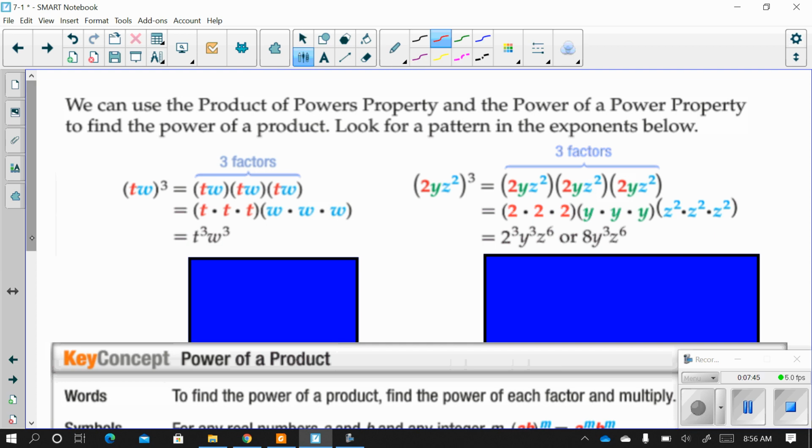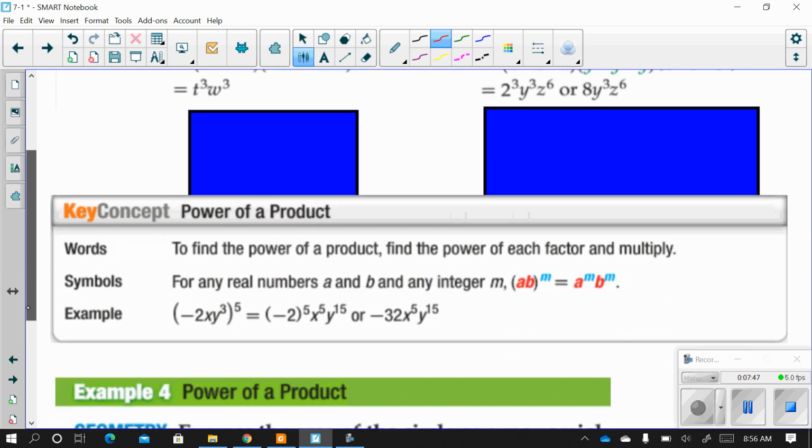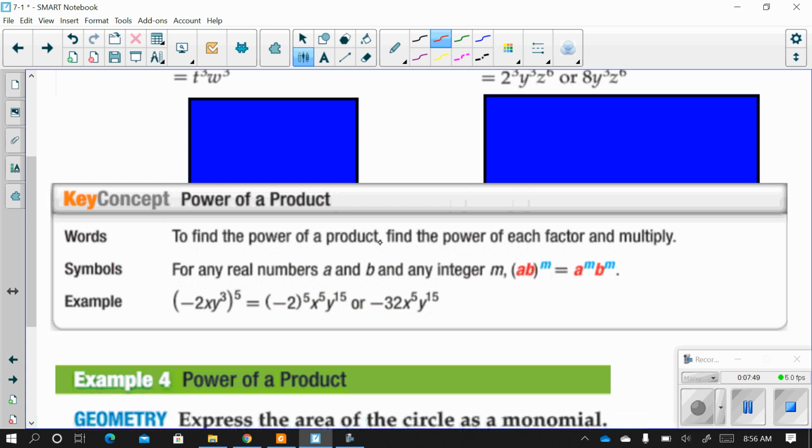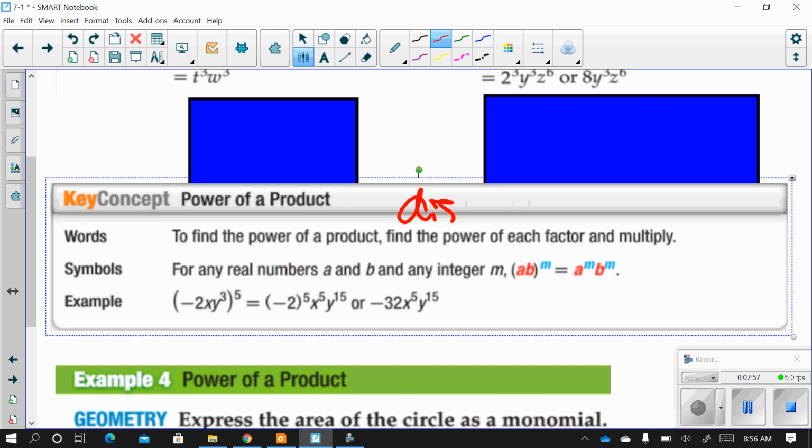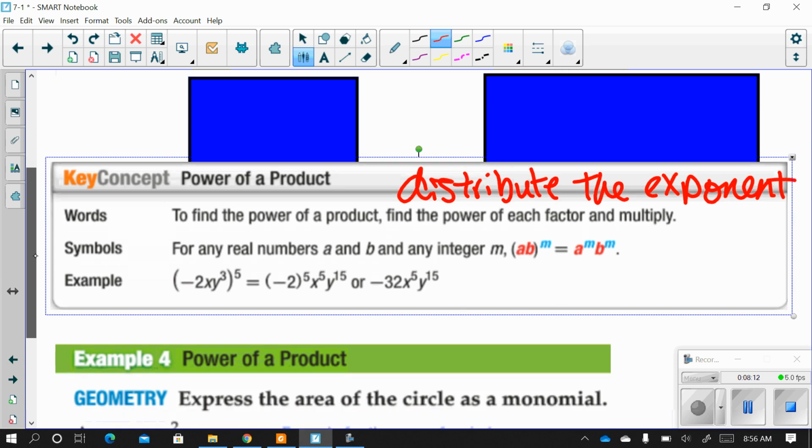Okay, so the way I think of this, here's what the rule says. To find the power of a product, you find the power of each factor and multiply. Well, I like to think of it as distribute. We're going to distribute the exponent. Okay, and everything gets it, including the coefficient. Okay, so when we have the power of a product, we're going to distribute the exponent.